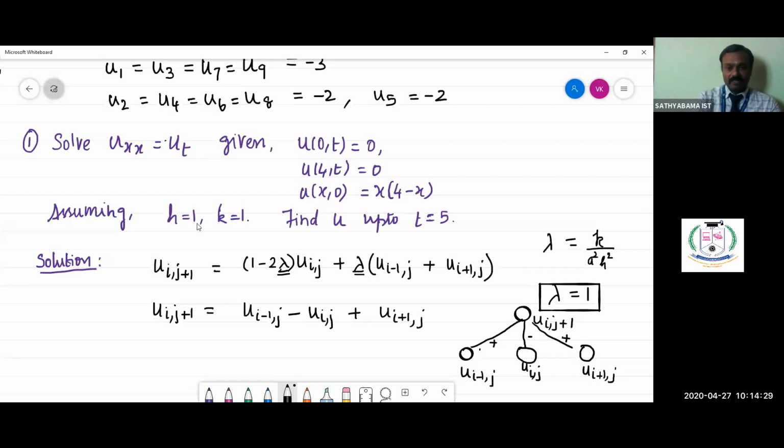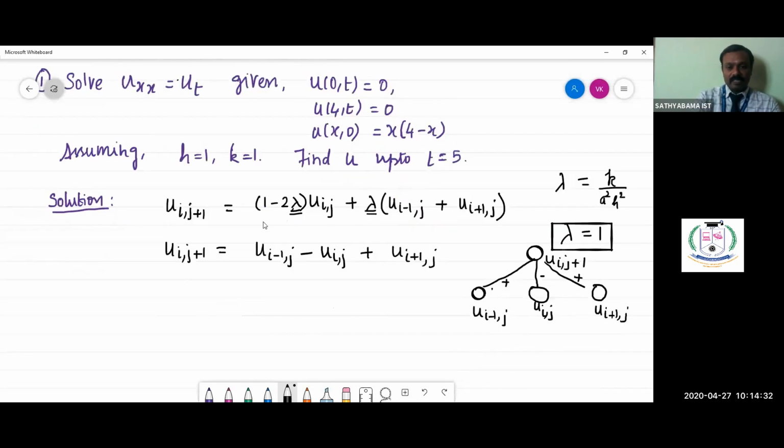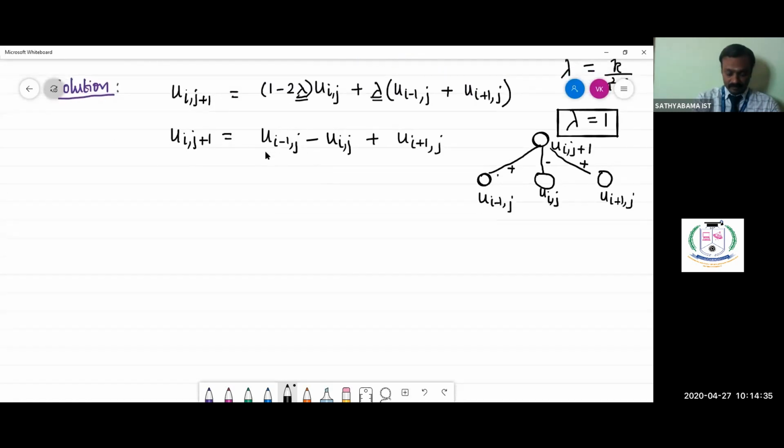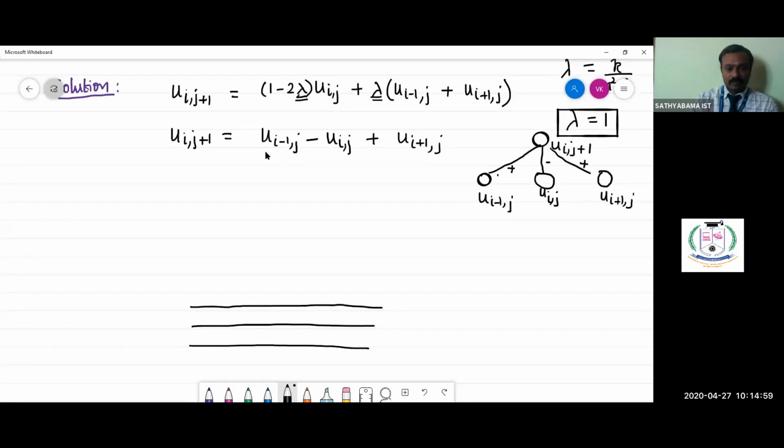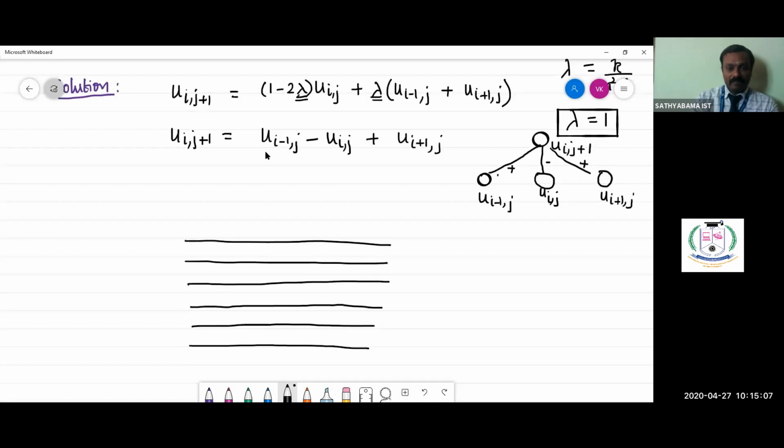Now let's represent this with the help of a matrix. From the given boundary conditions, we see x varies from 0 to 4, and we are asked to find the time steps up to t equal to 5. So we have the first box, which corresponds to t equal to 0. This is t equal to 1, 2, 3, 4, and 5.